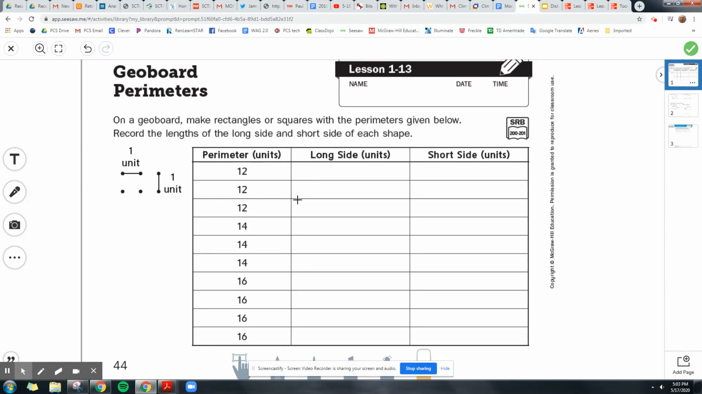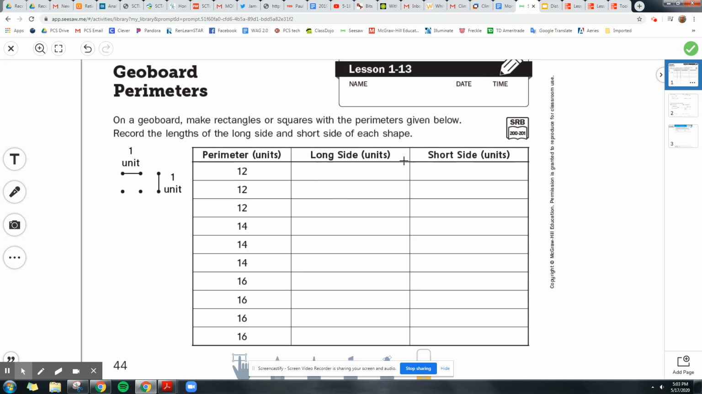Okay, so there are several things we're going to be doing for math today. The first one is a warm up using a GeoBoard that we have available electronically in the Everyday Math. And then we're going to be filling out this sheet here, this page 44. We're going to be finding the perimeter of different rectangles. We will know the rectangle perimeter, but we're going to find out the long side and the short side.